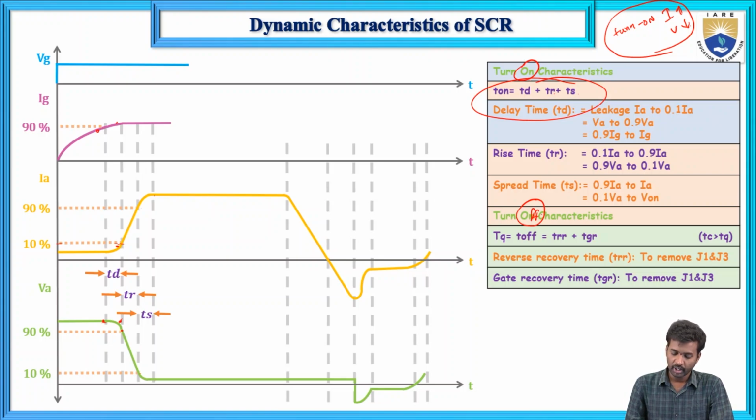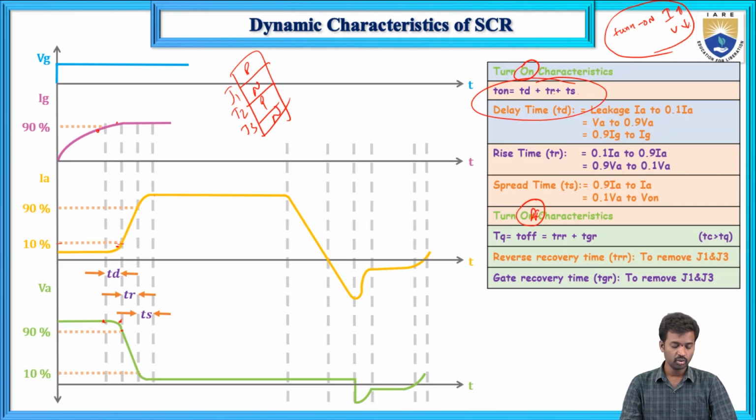And next, what about turn off time? The SCR has PNPN layers, so J1, J2 and J3. So now there may be charge carriers stored in the three junctions J1, J2, J3. To remove the charge carriers from J1 and J3, it will take some time, and that time is the reverse recovery time. To remove the J2 junction charge carriers, it will take some time, and that time is known as the gate recovery time. So the sum of these two times, TRR plus TGR, is the turn off time.